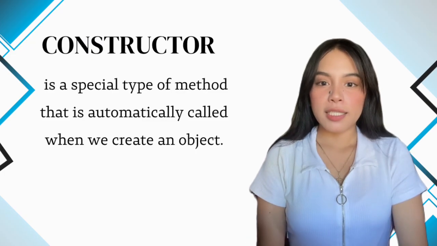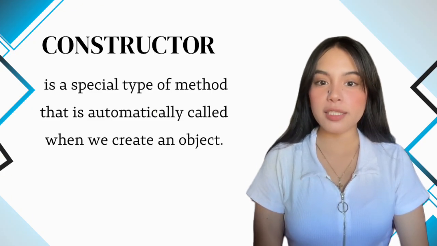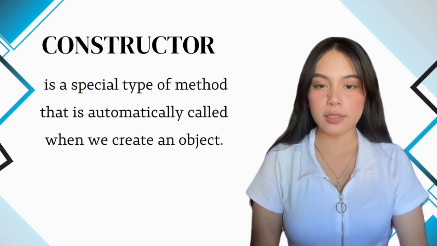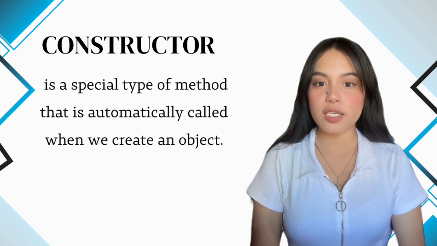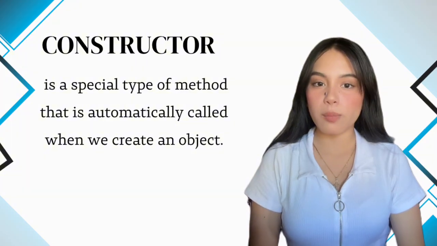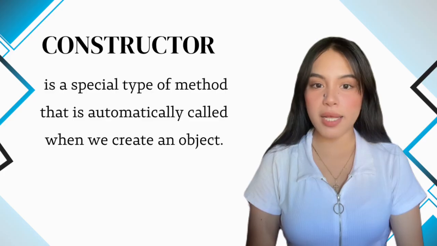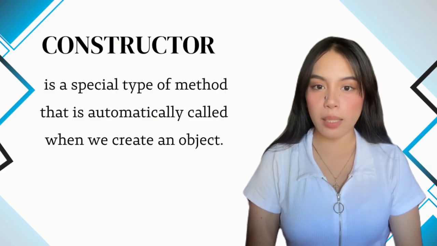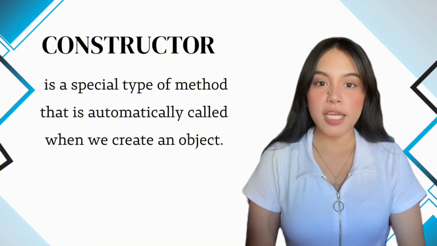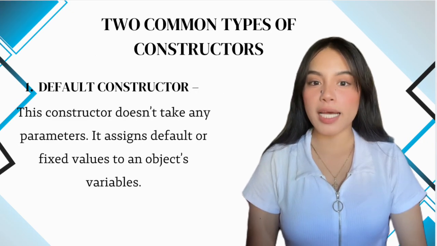So first, let's define what constructors are. In Java, a constructor is a special type of method that is automatically called when we create an object. Its main purpose is to initialize the object state, which means giving values to the object's variables when it is first created. Constructors have the same name as the class and they don't have a return type, not even void. So they help make sure that every object starts in a proper and valid state before it is used.